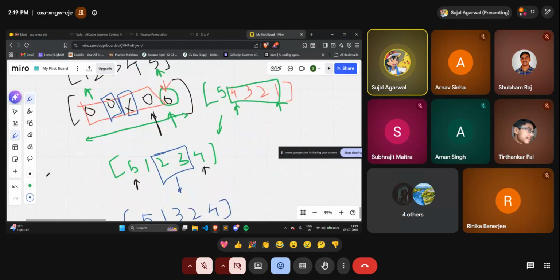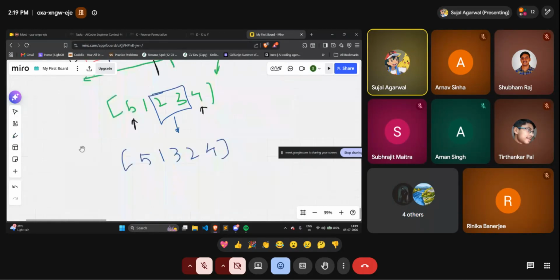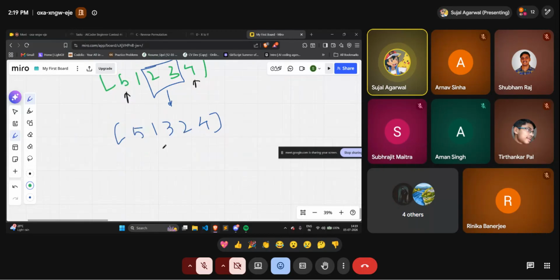So if we reverse it again over this index, we are basically reversing this part of the array. If you can get it, we are basically reversing this part of the array. After reversing, this part of the array would become something like this, which is the final answer, right?